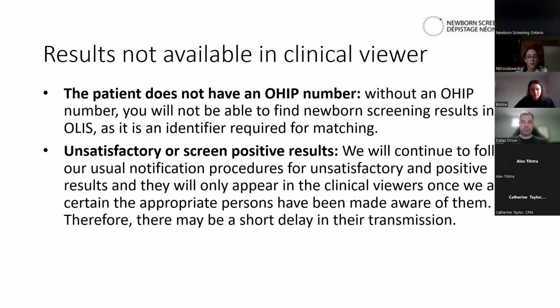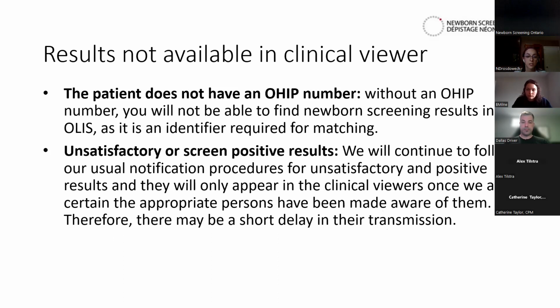So there are some cases where results are not available in the clinical viewer. The first being when the patient doesn't have an OHIP number. Without an OHIP number, you won't be able to find the newborn screening results as it's an identifier that's required to match that patient. And the second is for unsatisfactory or screen positive results.